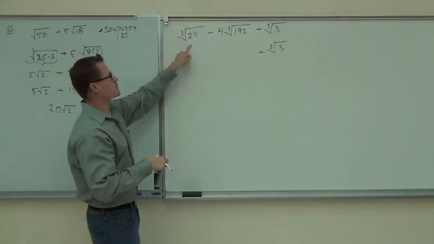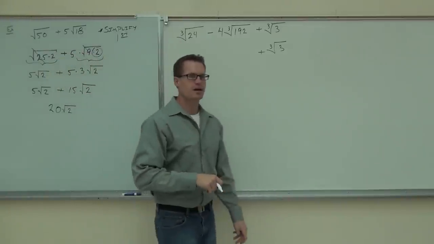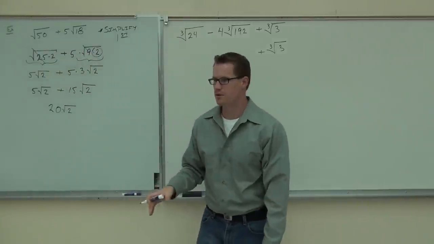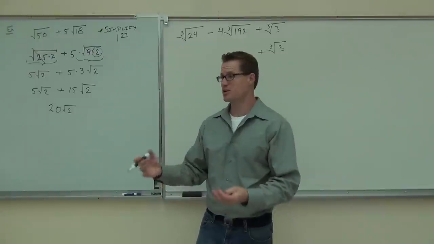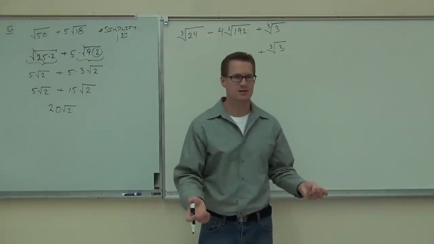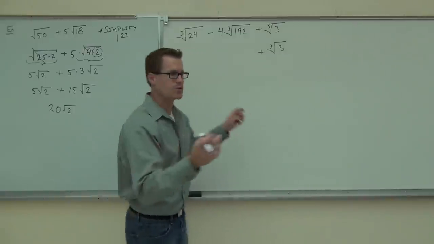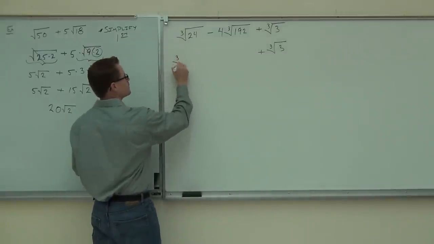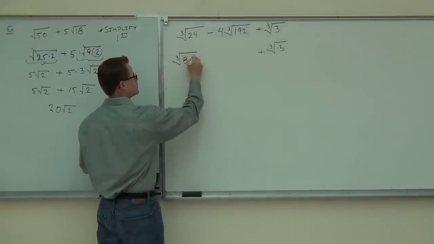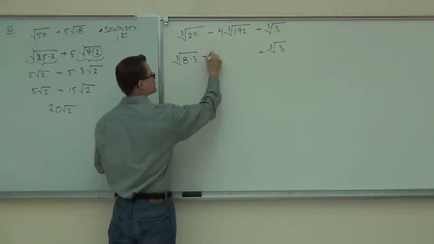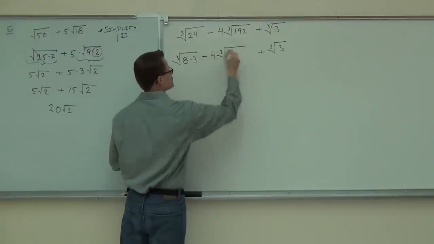Let's work on this cube root of 24 next. Cube root of 24, can you think of a perfect cube that goes into 24? 8. Yeah, remember, we're dealing with cubes, right? The only numbers you can try are 8, 27, 64, and 2 of those are bigger, so only 8 would help us here. Well, I know it's 8 times 3. Minus 4, and then a cube, oh my gosh, 192.